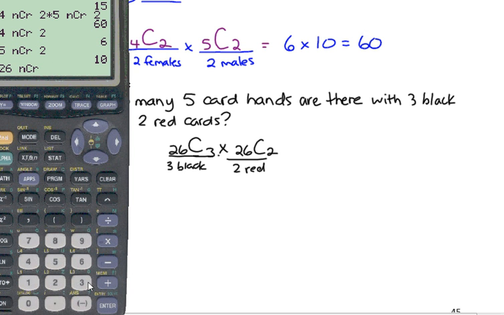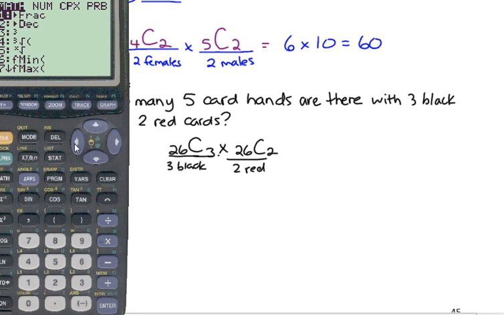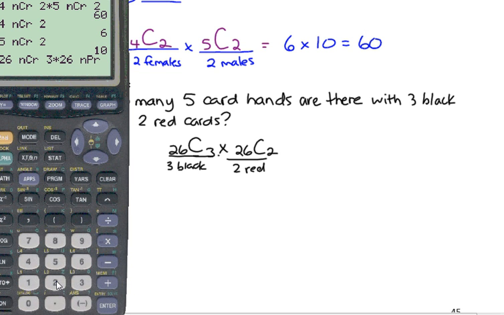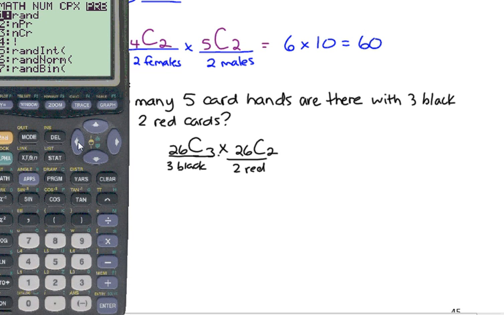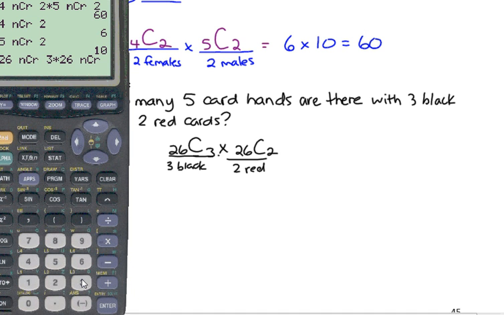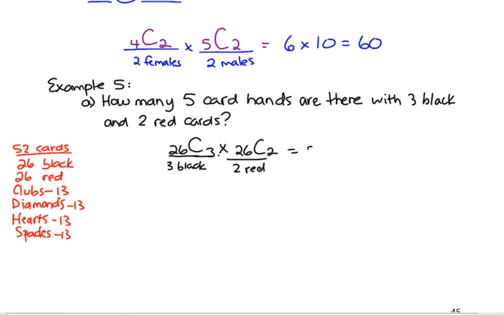So expect it to be large. 26 choose 3, because we're doing this and that, 3 black and 2 red, so we're multiplying. So we only use addition if there's more than one case. 26 choose 3 times 26 choose 2. Did you get 845,000 combinations? You did. That is correct.